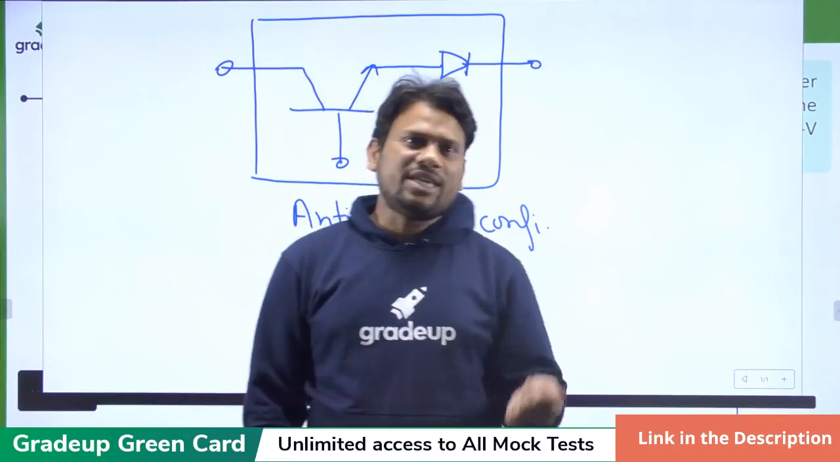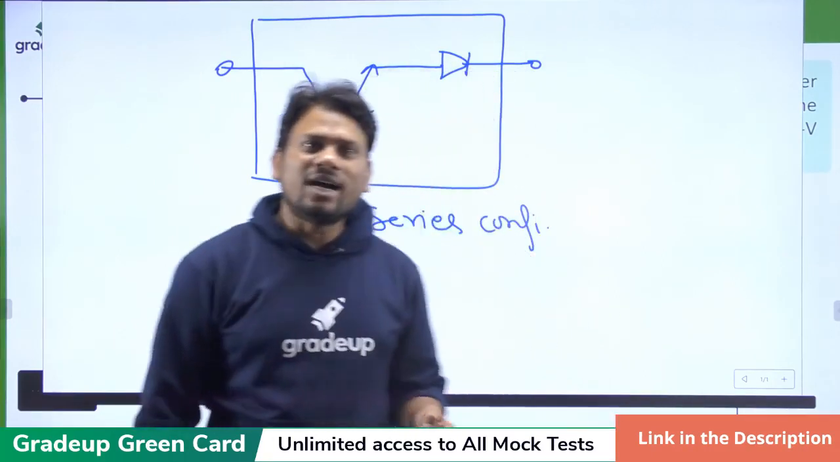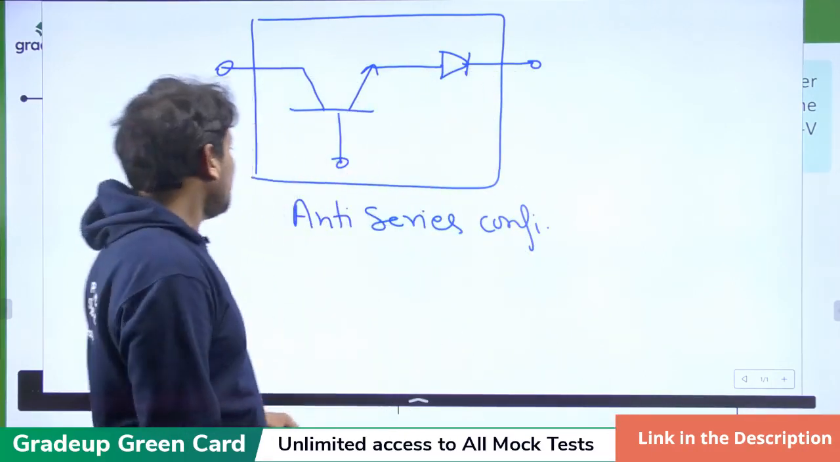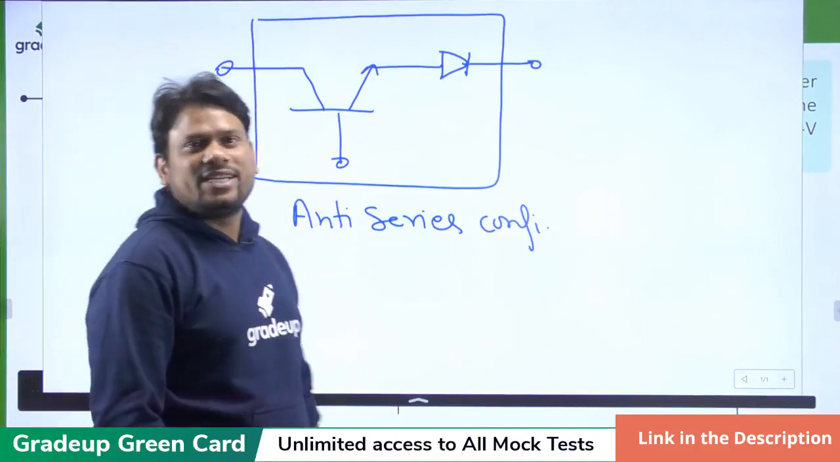Sir, if another diode is connected in parallel to the BJT, will the characteristics remain the same or be different? It will change, my dear friend. Okay, please tell again. So this is the anti-series configuration.